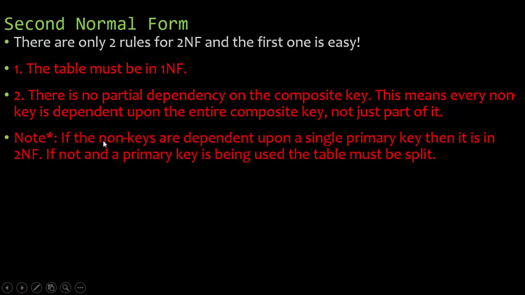Now, this is important to know. If the non-keys are dependent upon a single primary key, then it's already in second normal form. If it's not and a primary key is being used, the table must be split.